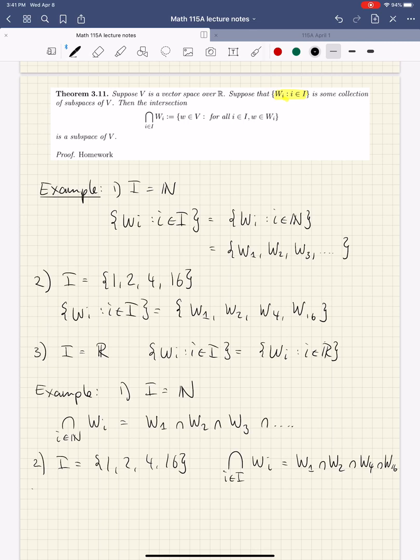And then in number 3, what do I have here? Well, then there's really no easier way of writing this. So this will be just the intersection of all of these.